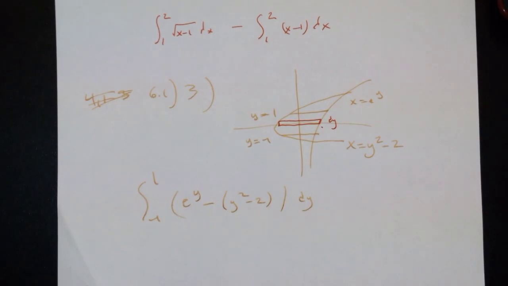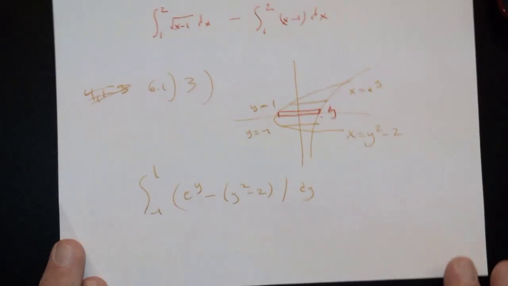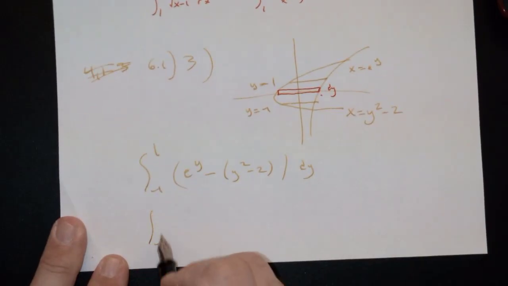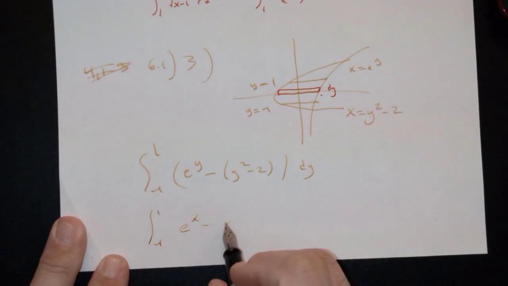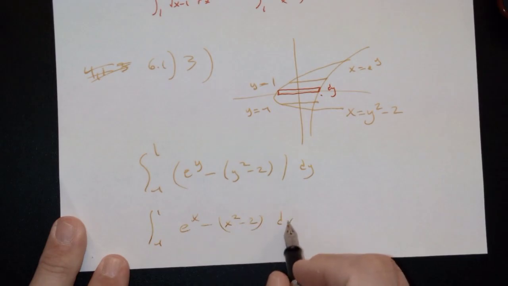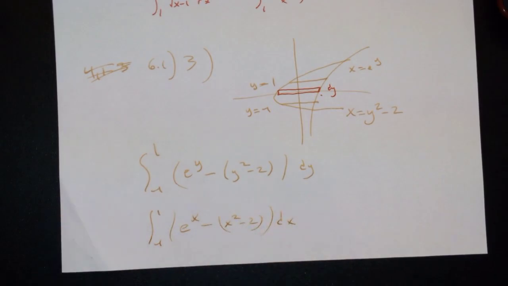But the important part is that the letter in this integral doesn't matter at all. I don't care what letter you're using there. So you could just as easily write in your calculator the integral from -1 to 1, e to the x minus x squared minus 2 dx, and you would get exactly the same answer.